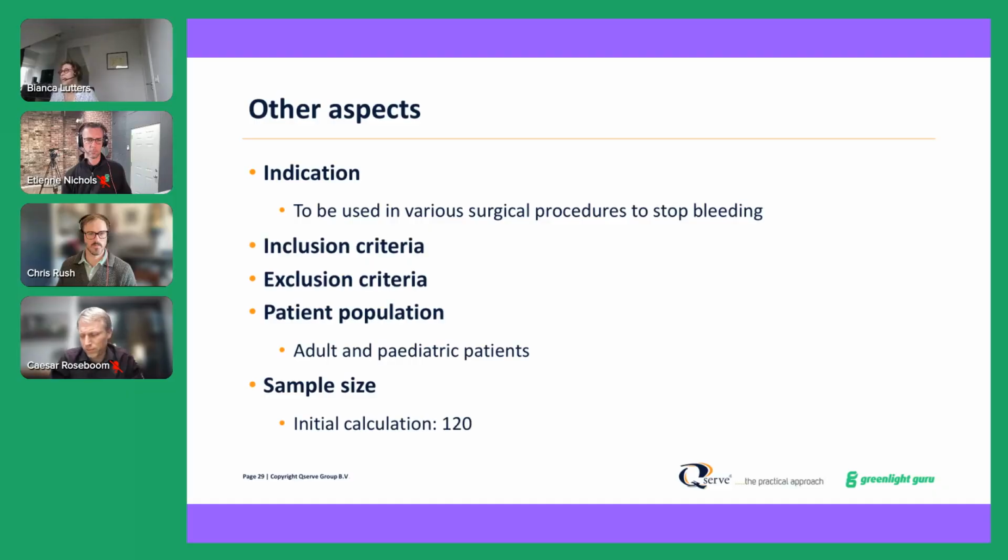And then you preferably start to think, together with your clinical project manager, with the clinical team, because here it becomes really important. And Caesar will show you in the next couple of slides why it's important. The indication, as said before, is various surgical procedures to stop bleeding. And then we can come up with some regulatory inclusion and exclusion criteria.